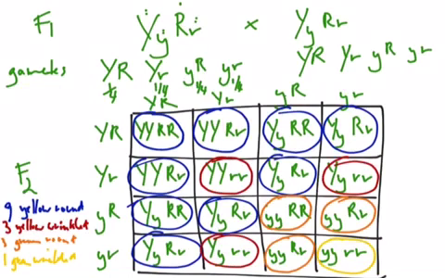So in a cross between 2 heterozygous parents, we end up with a ratio of 9 to 3 to 3 to 1 of the phenotypes. And this is a classic ratio for a cross between 2 heterozygous parents.